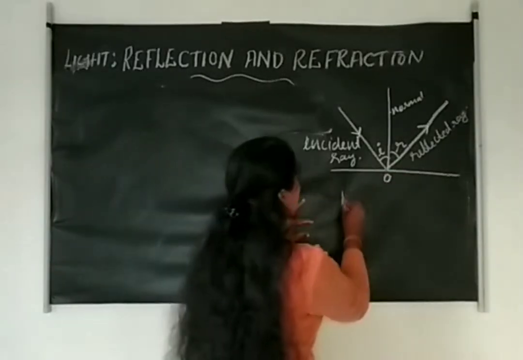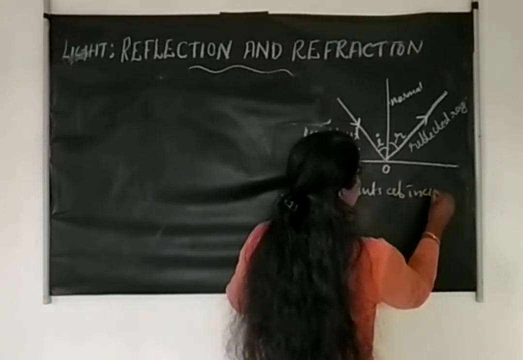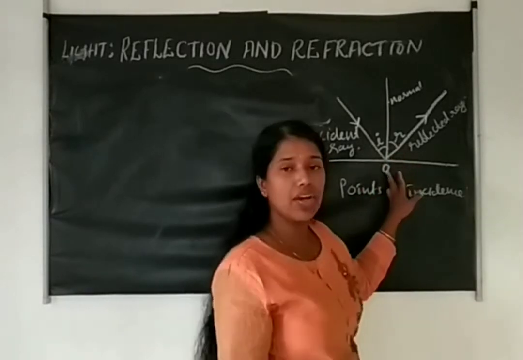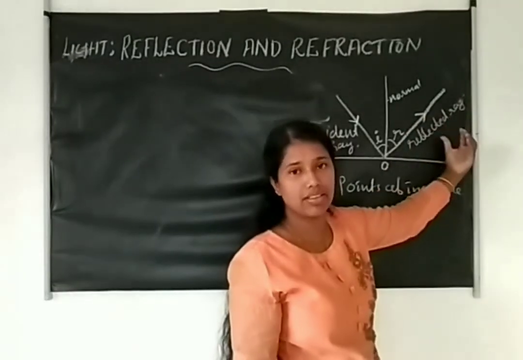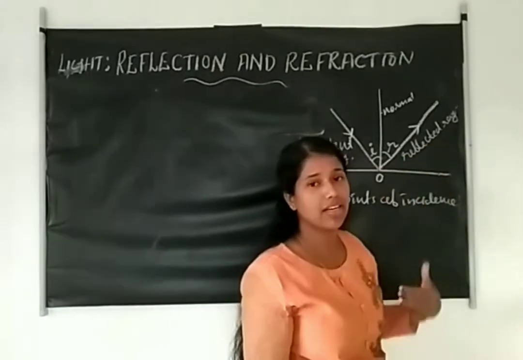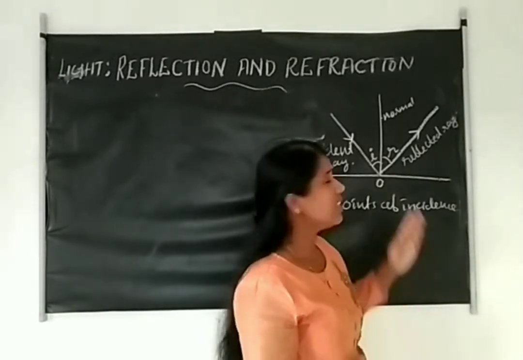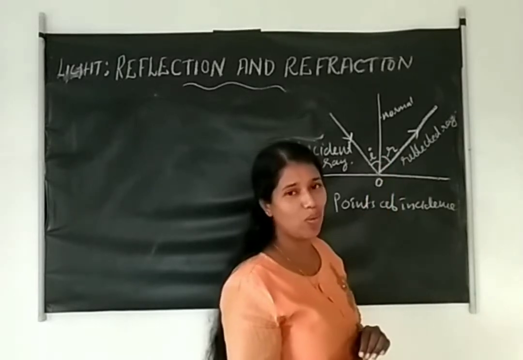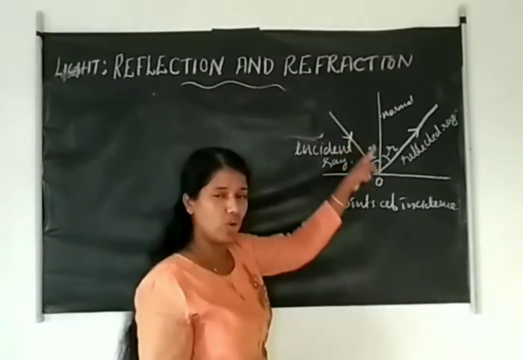Points of incidence, this O. After striking the surface, the light is reflected back. That ray is the reflected ray. The central line is the normal. So we have the incident ray, reflected ray, and normal.